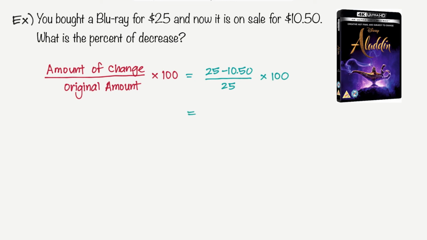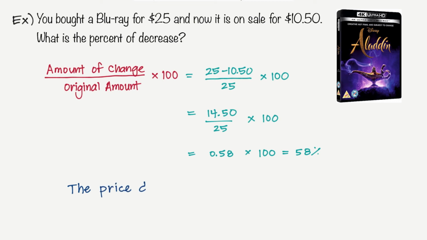So that leaves me with $14.50 divided by $25. And when I divide those values, I'm going to go ahead and I'm going to get 0.58, and multiplying that by 100 leaves me with 58%. So in this example, I could say that the price of this Blu-ray actually dropped significantly, right? So I could say that the price dropped 58% from that original price.